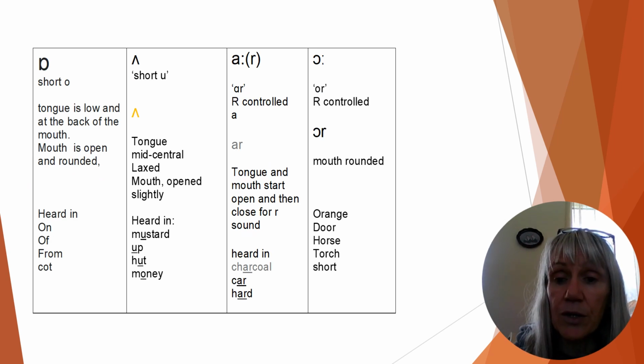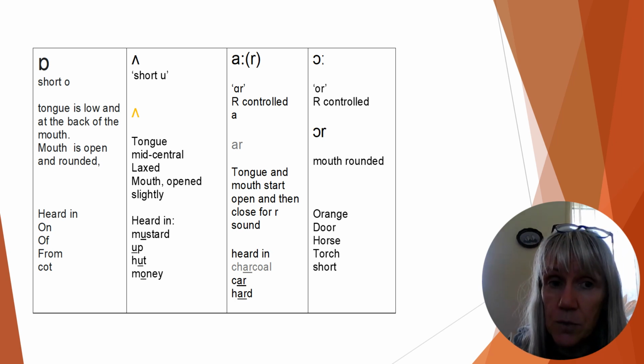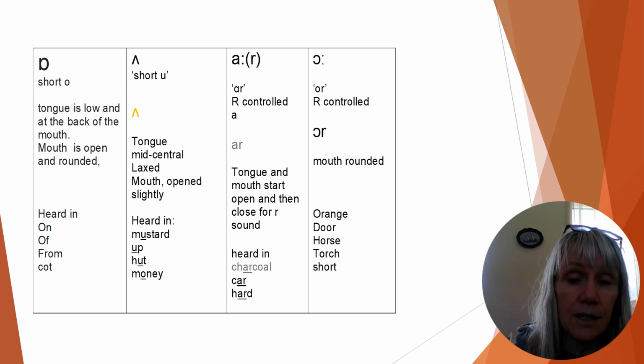Moving on to what looks like an upside down lowercase a, and it makes a short O sound. The tongue is low and at the back of the mouth. The mouth is open and rounded. Watch my mouth when I say these words. Heard in on, off, on, of, from, and caught. So here, an ah.